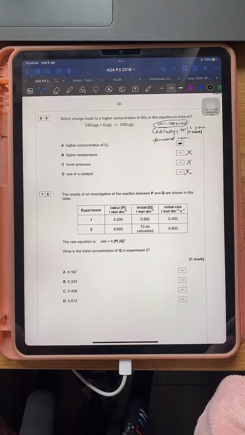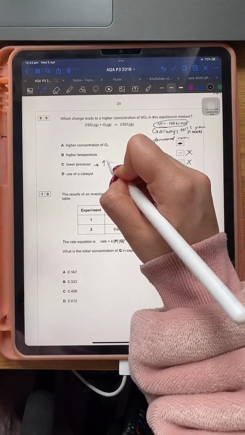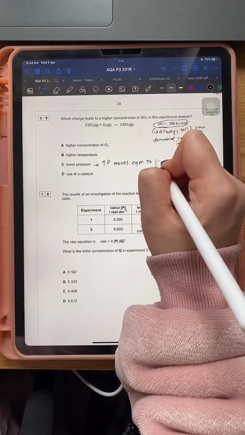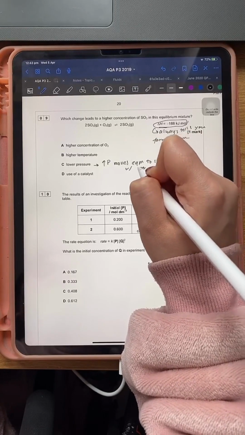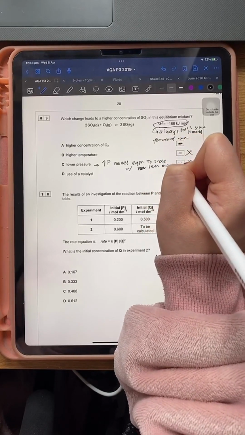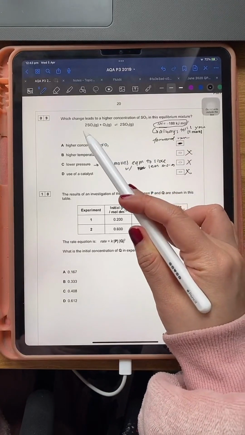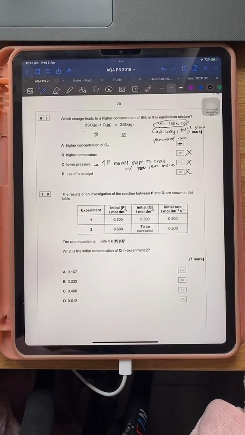For pressure, increasing pressure moves equilibrium to the side with less moles. So if you decrease, it goes to more moles. That means it goes to the left because there's 3 moles here, but only 2 here. Yes, you always use limiting moles.